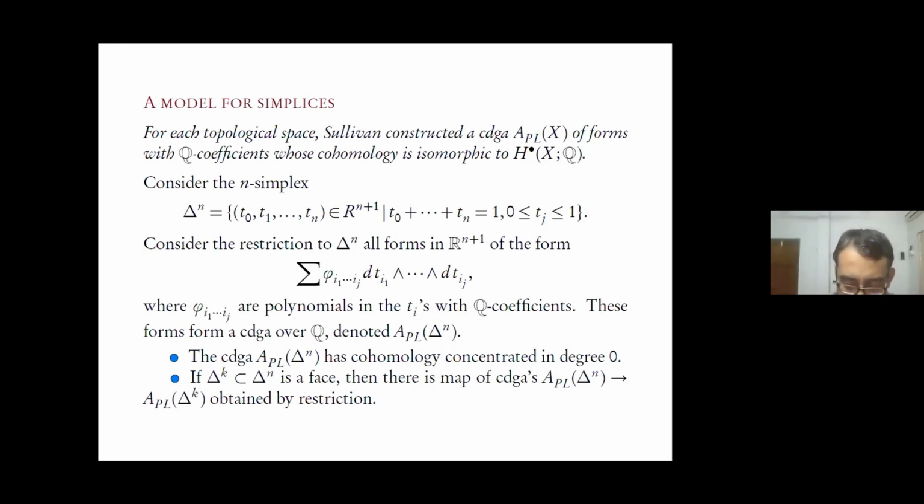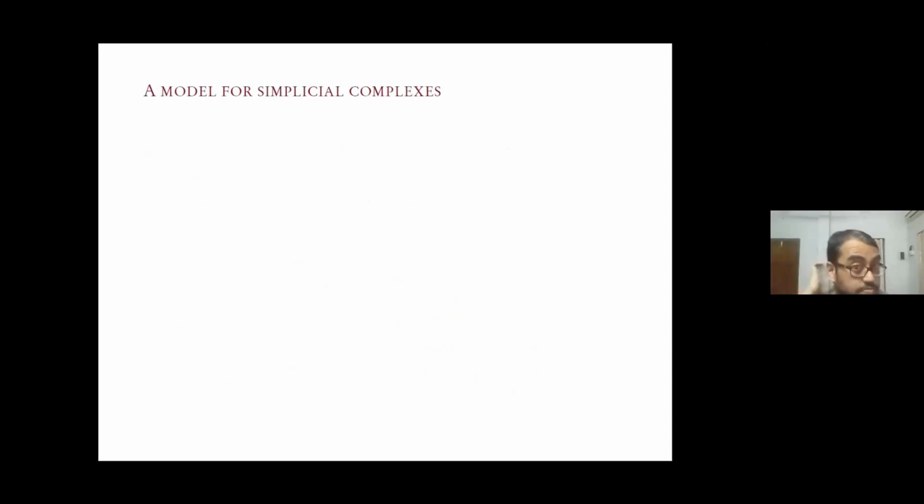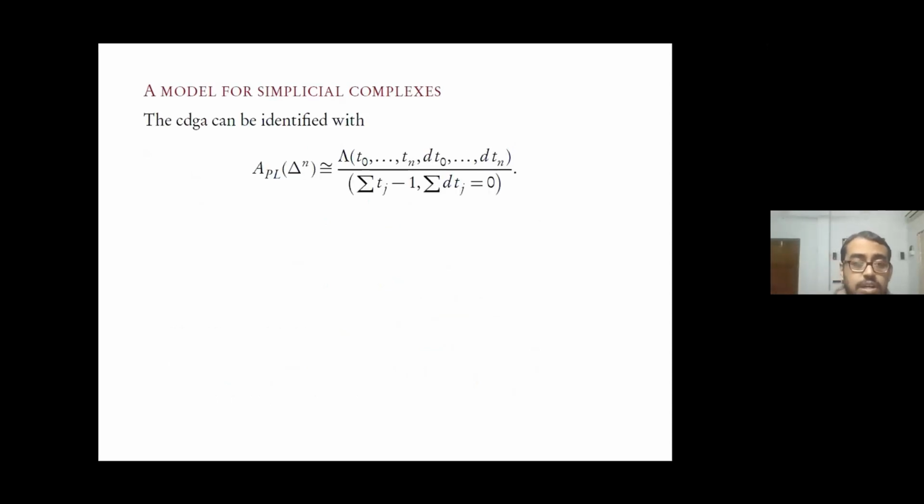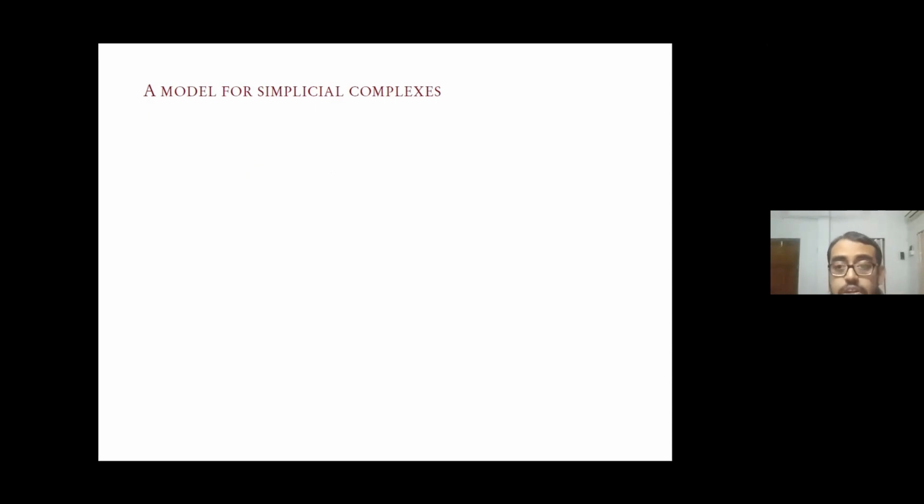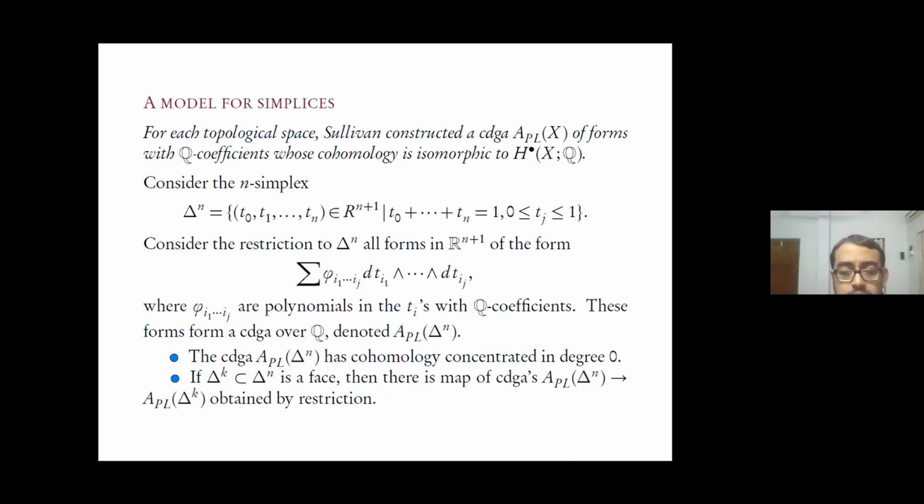Any questions? Before I continue, can I ask a question? Sure. Is there a map going the other way, APL of Δ^n to the APL of Δ^(n+1)? Like, can we also get that? You want a map from the higher simplex to the lower simplex, Δ^n to Δ^k. Can we also get something in the other direction?